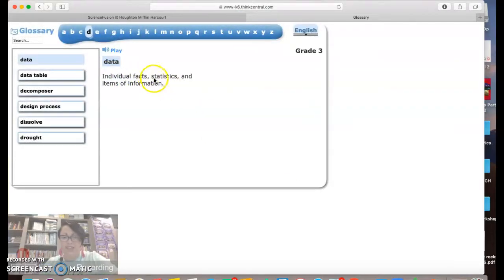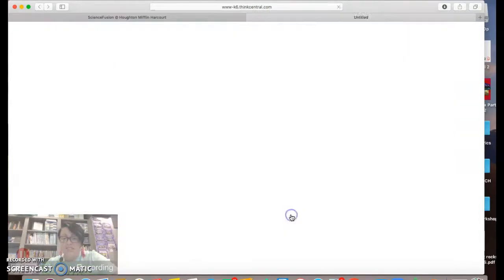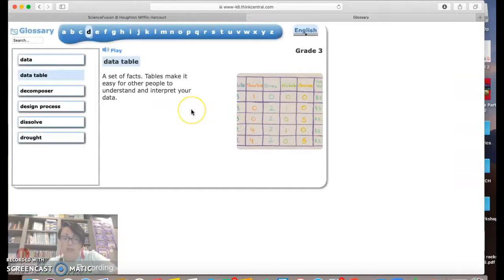Data, or data, you can say it either way, is individual facts, statistics, and items of information. Okay? That's what data means. It's like the stuff, the numbers, the information you can get. A data table is a set of facts. Tables make it easier for other people to understand your data. So here they gathered all their information and then they put it on a chart or a table. Sometimes people make graphs for their data.